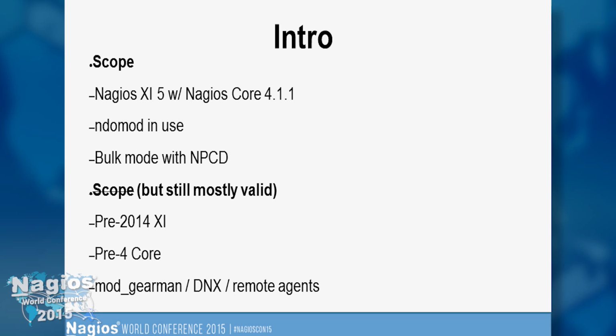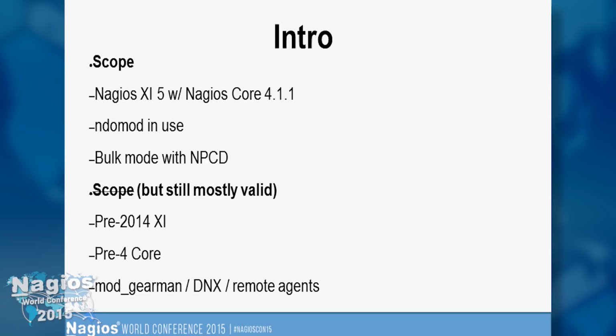So what's in scope is I'm going to assume that everyone's going to go home and get XI5 right away. So what's in scope is XI5, running Nagios Core 4.1.1 with NDO mod in use and bulk mode for perf data processing. If you don't understand what all those things mean, it'll become apparent during the talk.